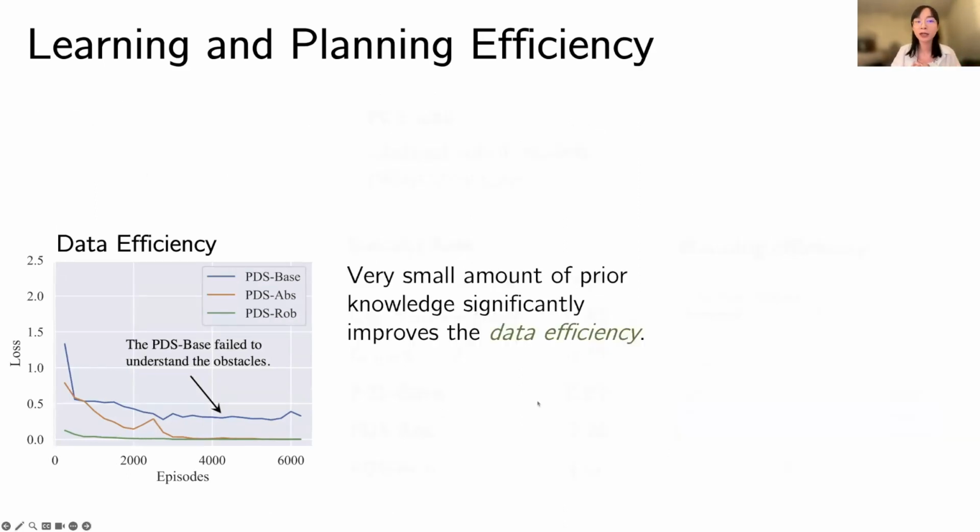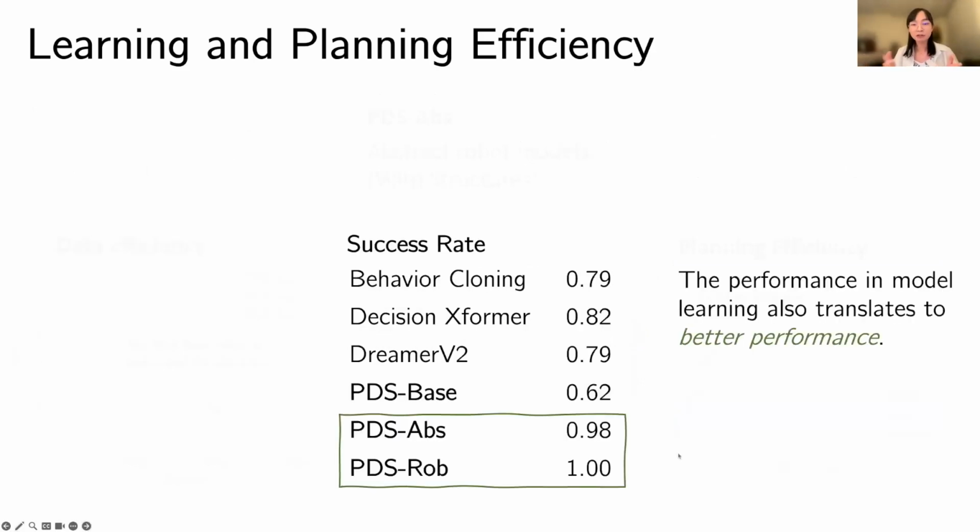First of all, if we look at the data efficiency for learning the transition model, we can see that from just a very small amount of prior knowledge, we can significantly improve the data efficiency in the model learning aspects. And as you can imagine, this better performance in model learning accuracy also translates into better performance on the actual task.